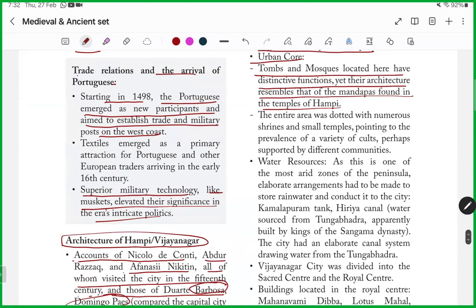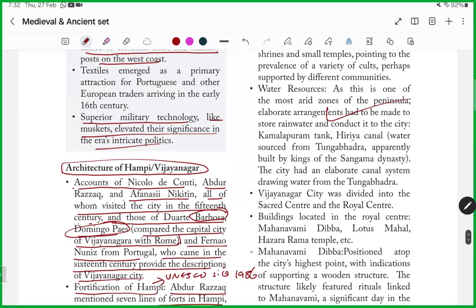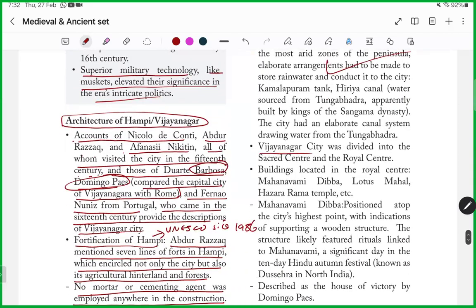The most important thing: the Vijayanagar city was divided into the Sacred Center and Royal Center. So buildings located in the Royal Center include Mahanavami Dibba, Lotus Mahal, and the Hazara Rama Temple.